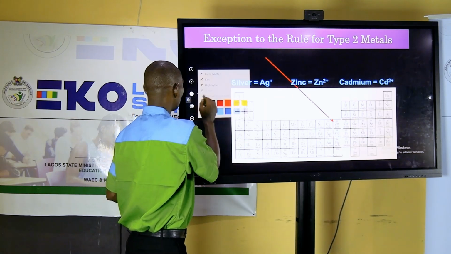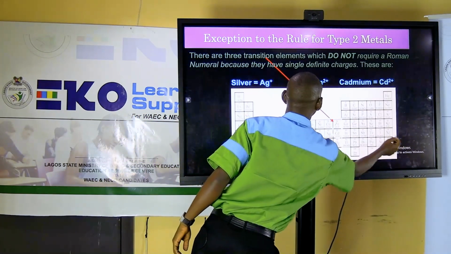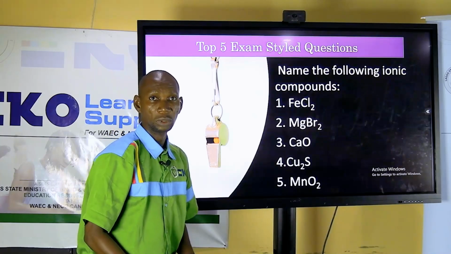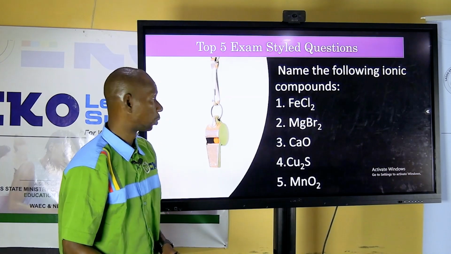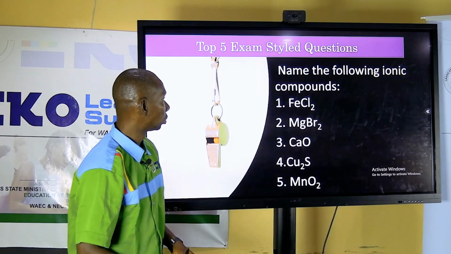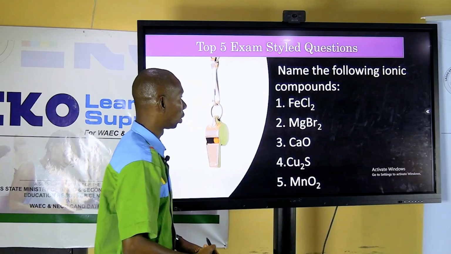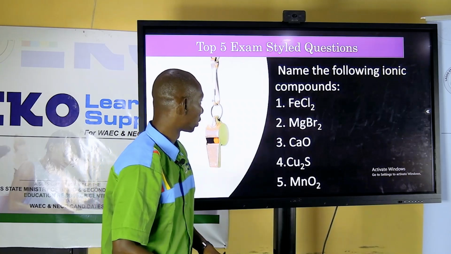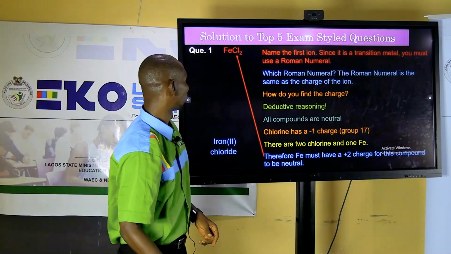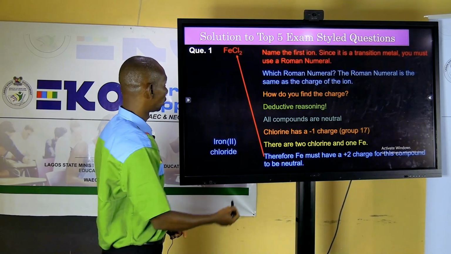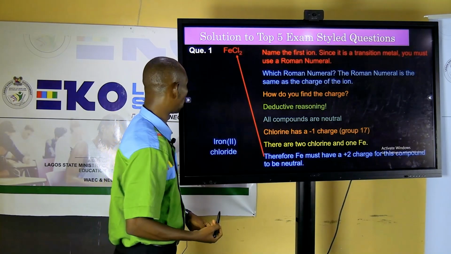Okay. So let's move to the next one. Now, let's move to our top 5 styled question. I hope you are ready. So I want you to follow through as so: write down all the compounds and let us name them. Let's go now. The first one, okay? All the rules are stated here just for you to follow one by one.